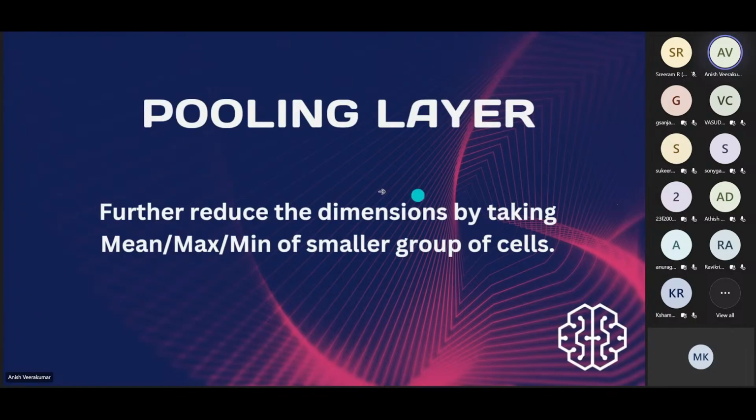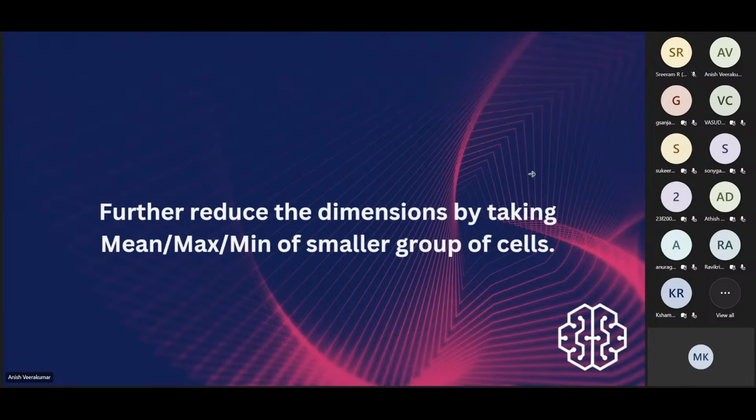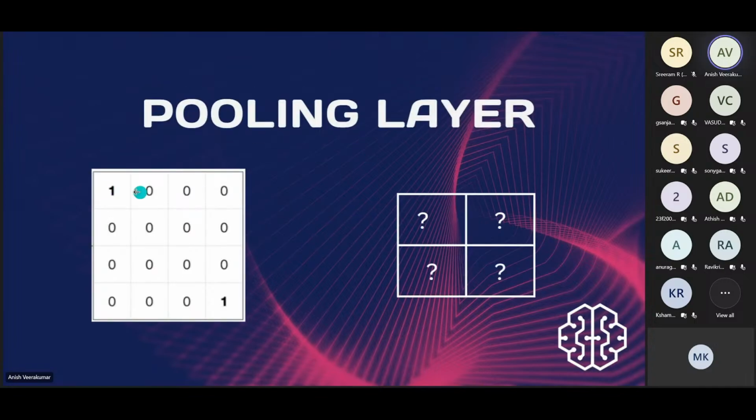So yeah, moving on to the pooling layer. The pooling layer is to basically further reduce the dimensions by taking the mean, max, or min of a smaller group of cells. So basically, right now we have a 4x4 matrix, right? So we are going to make it a 2x2 matrix. What we are going to do is, from all four of these cells, like the first two rows and first two columns, we are going to represent it by only one cell in the new matrix. Similarly, these four will be represented by this cell, and the last cell will represent the bottom most square in this.